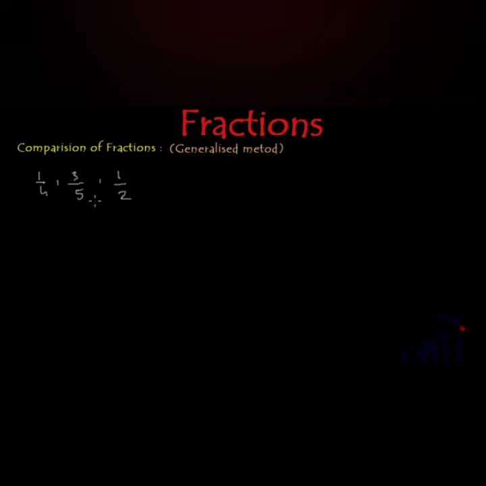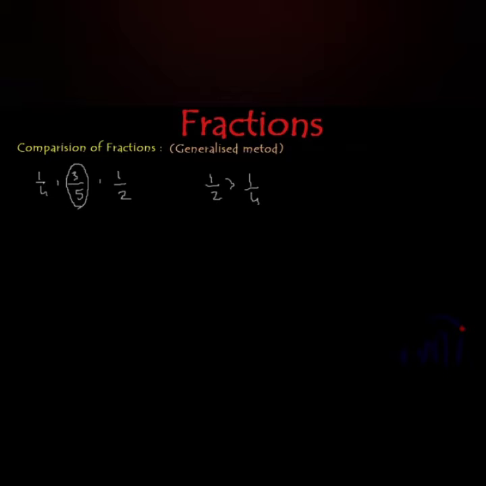Yes, 1 by 4 and 1 by 2 have the same numerator, but here we have 3 by 5 also, right? So among 1 by 2 and 1 by 4, we can say that 1 by 2 is bigger than 1 by 4, right? But where does this 3 by 5 lie? We cannot say anything about that. So how to solve these kinds of situations?